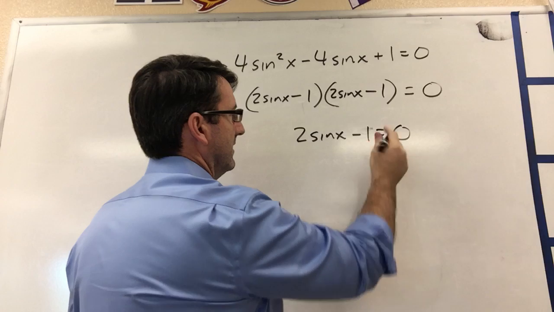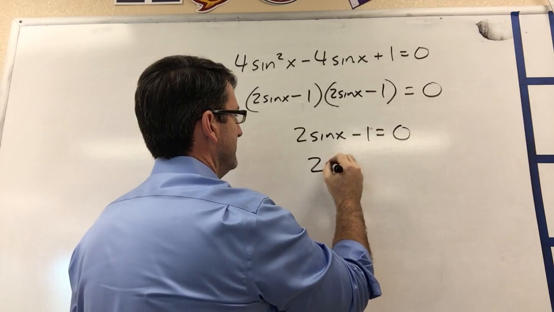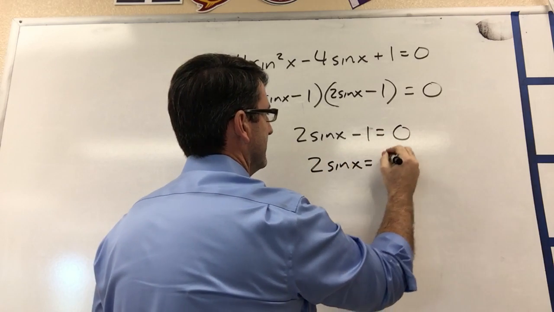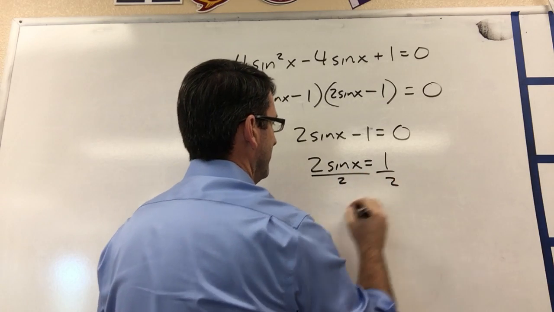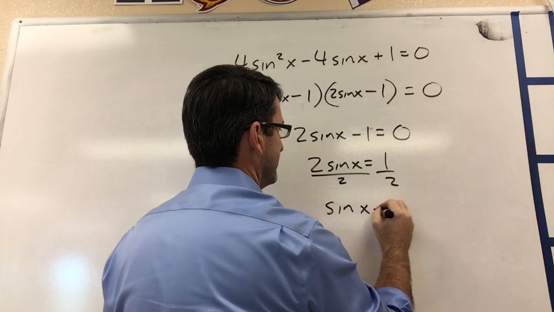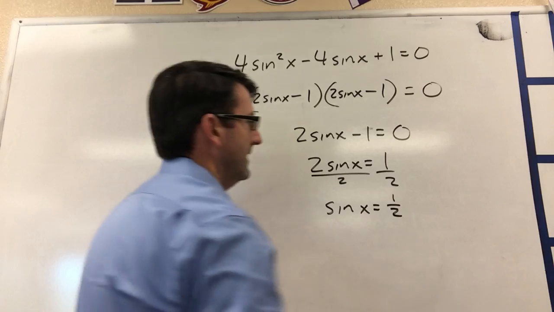Let's move that 1 over to the other side. So this will be 2 sine x is equal to 1. Divide both sides by 2. We get sine of x is equal to 1/2.